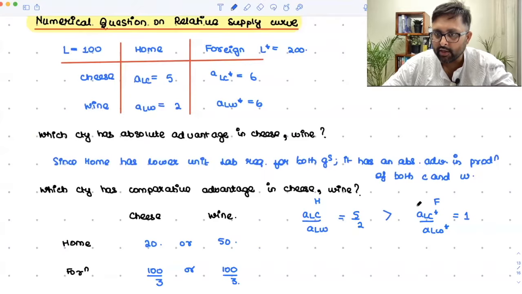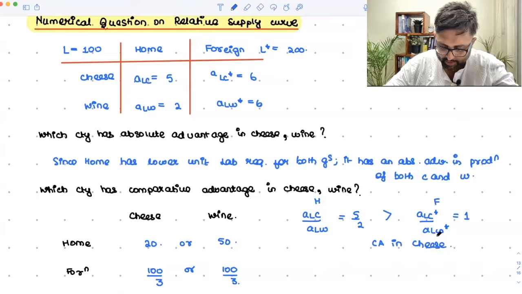So in the foreign country, the opportunity cost of cheese in terms of wine is lower. So foreign country has a comparative advantage in cheese. Foreign country has a comparative advantage in cheese. Fair enough.